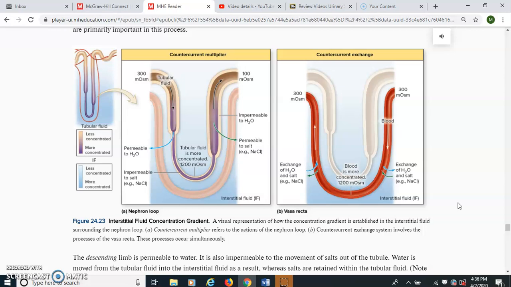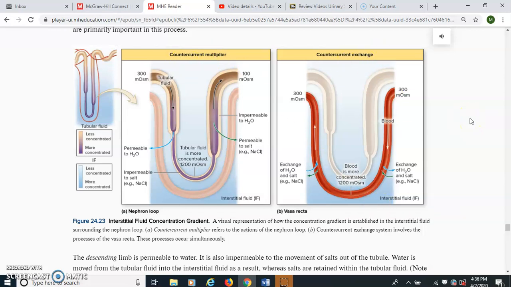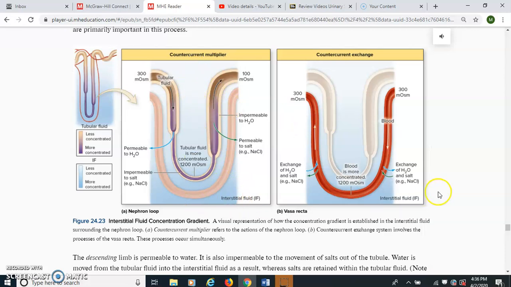If we didn't have these two processes going on, we wouldn't have this concentration gradient where it's low here and high here, and we wouldn't have that force to get water to reabsorb whenever the antidiuretic hormone is present. Then we'd have a lot more water being lost through the urine. We'd have to drink a lot more, or we'd get dehydrated much quicker and have a lot of problems.